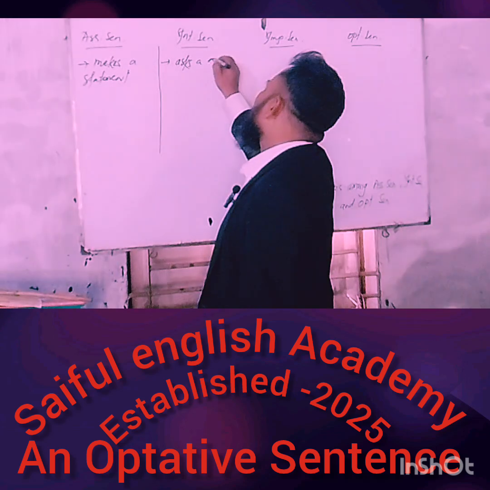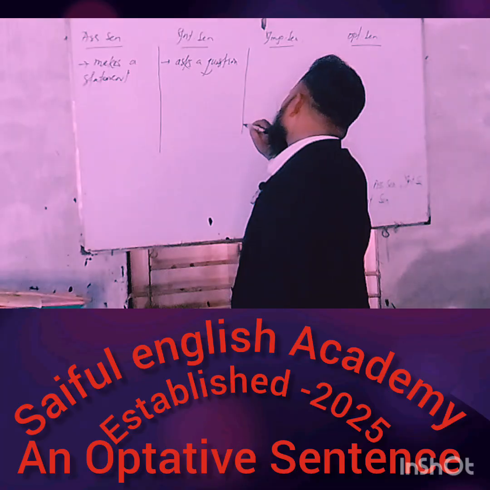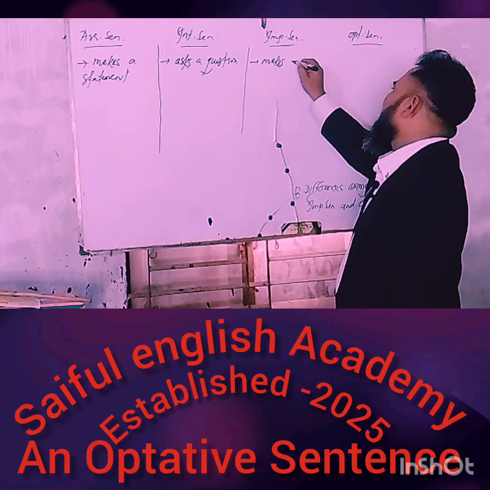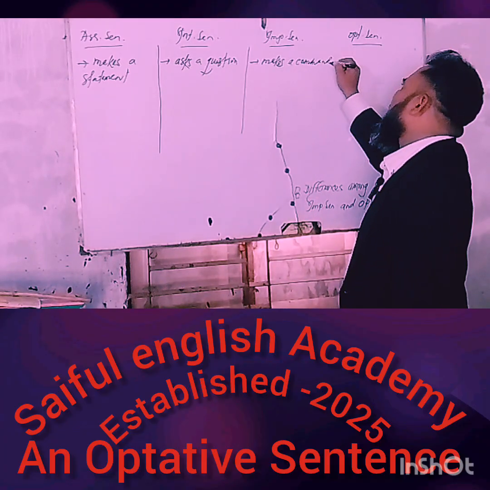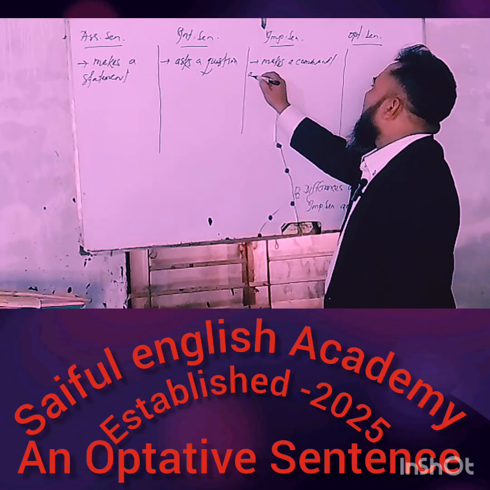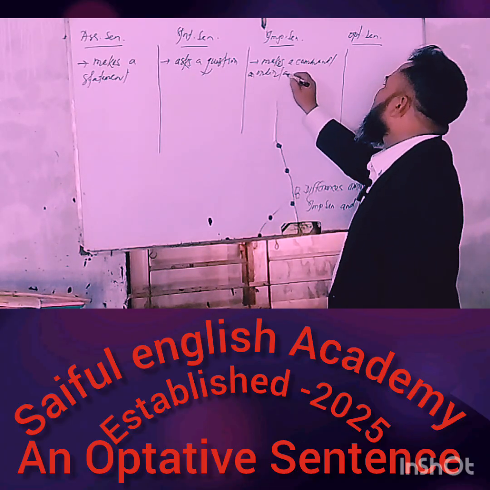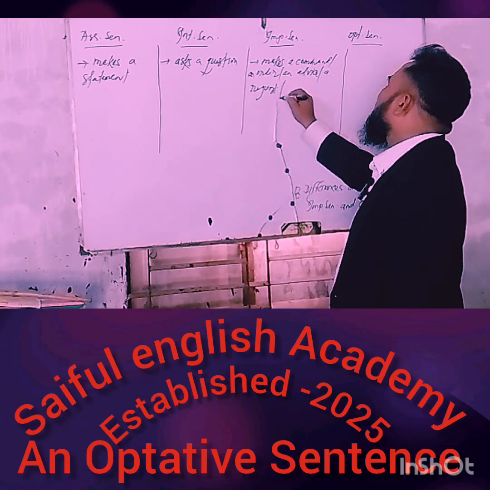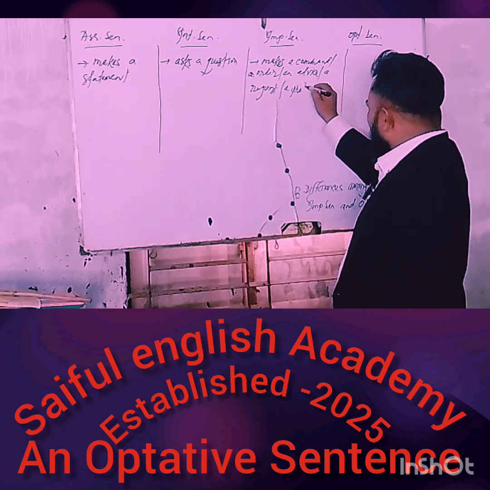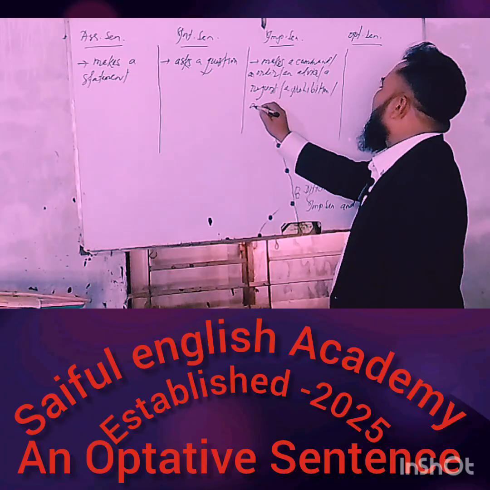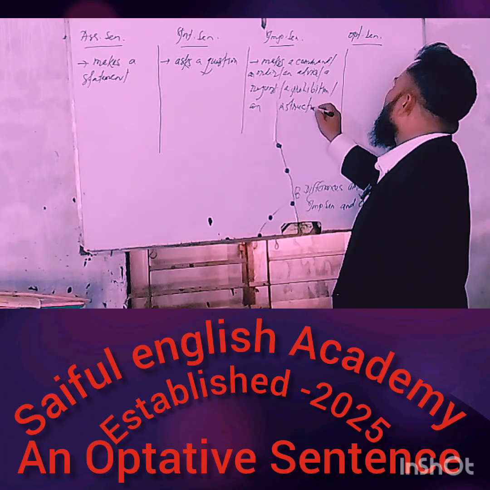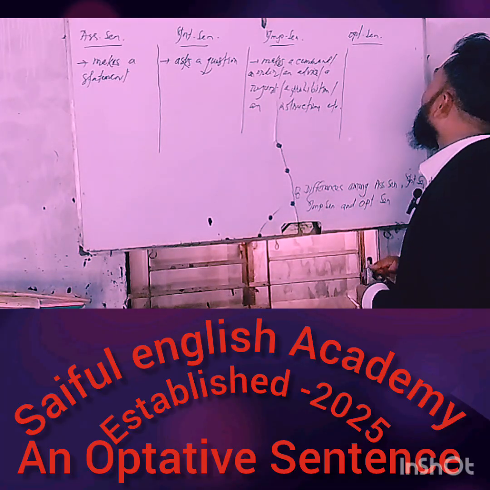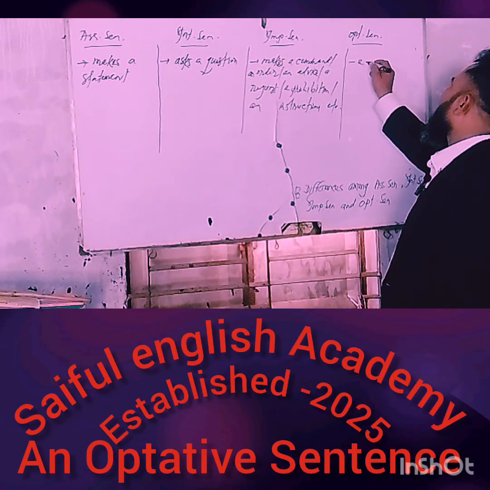On the contrary, an interrogative sentence asks a question. On the contrary, an imperative sentence makes a command, order, advice, request, prohibition, and instruction, etc.